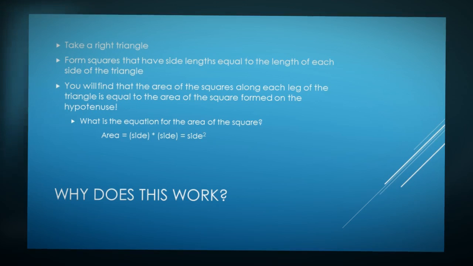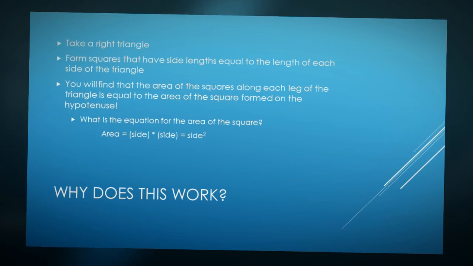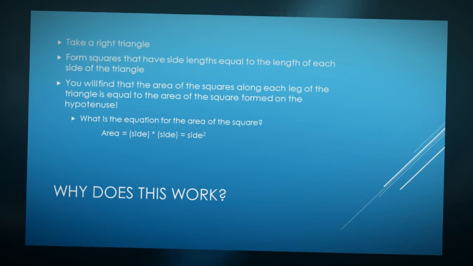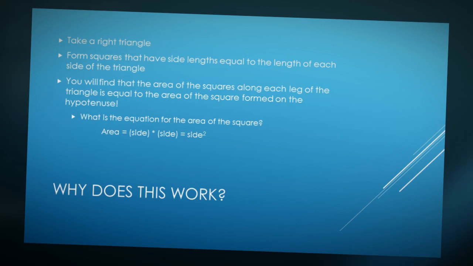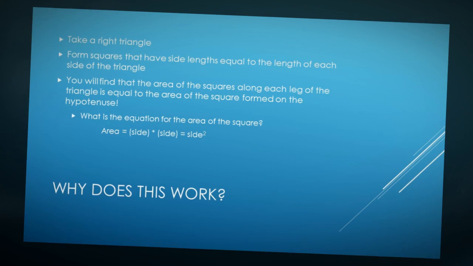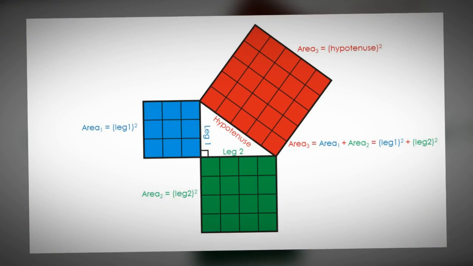Why does all of this work? Well, let's try this. Take a right triangle and form squares that have side lengths equal to the length of each side of the triangle. Using the equation for area of a square, find the area of each square.